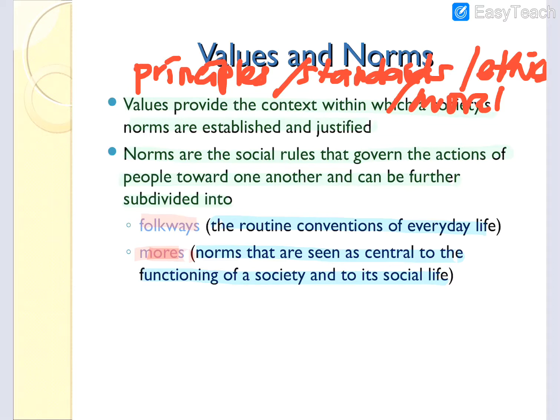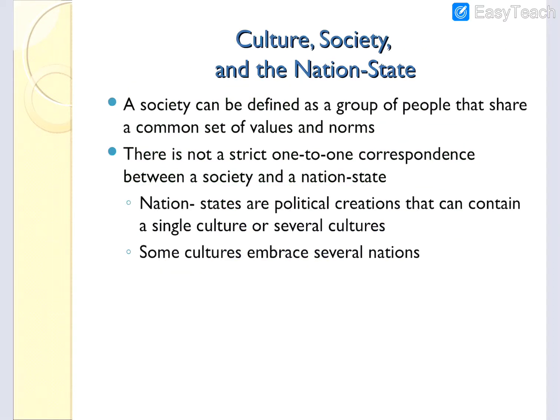Alright, now let's proceed to the next one, culture, society, and the nation states. A society can be defined as a group of people that share a common set of values and norms. Actually, people that are bound together in a common culture, we call it a society. So there is not a strict one-to-one correspondence between the society and a nation state. A nation state is actually a political creation that can contain a single culture or several cultures. Some cultures are embraced in several nations.